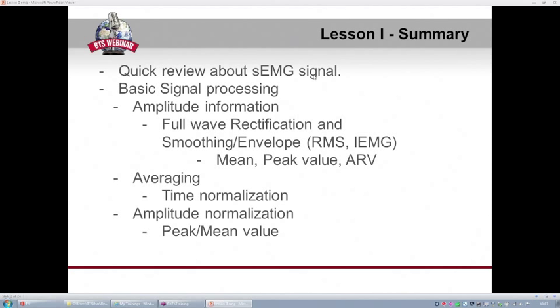In particular, we talked about the full wave rectification algorithm and about how to extract the main shape, or the envelope, from the EMG signal by means of the root mean square algorithm or by means of the integrated EMG. And then we learned about how to compute typical parameters such as the mean, the peak, or the IEMG, for example. Then we had a look at how to average more than one trial, which requires the normalization of the signal with respect to the time domain. Finally, we talked about amplitude normalization of the signal level, that is useful for data comparison.